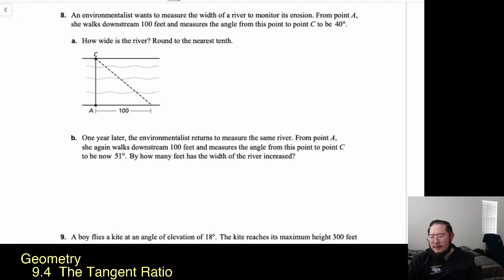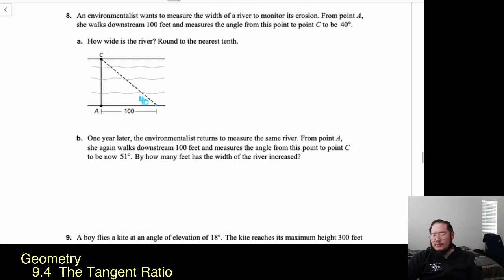she walks downstream. The measure from this angle to point C happens to be 40 degrees. So I can go ahead and start plugging in 40 right there. From what we gather, right, this C to A is a straight line. It's perpendicular to the river, assuming that the river is straight. So we have ourselves a right triangle. All right, so we have that down. So we want to figure out, well, how wide is the river? Well, the width would represent C to A, and that's where I would put X.